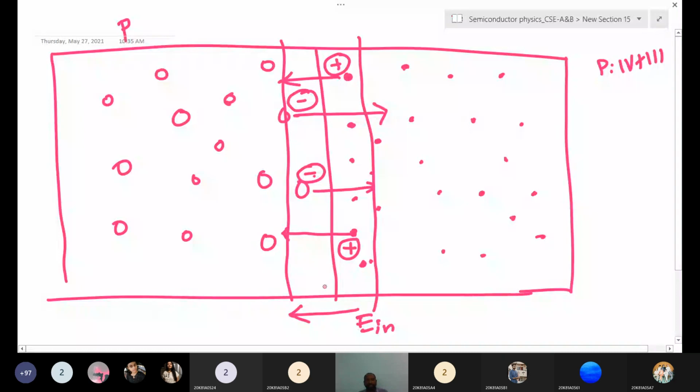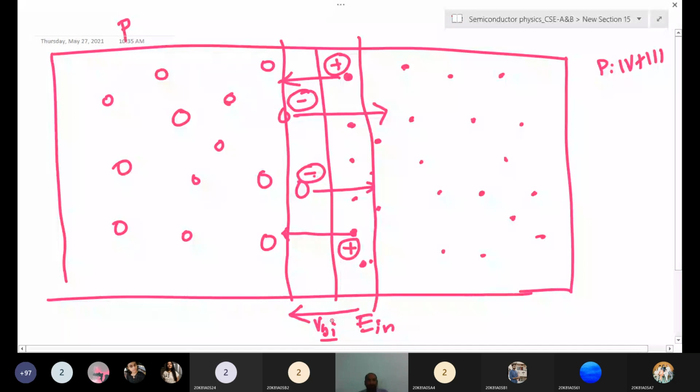There are no free charge carriers. Only the positive and negative charges are there. These are immobile, which means they will not move. They are fixed in the lattice. Because of this electric field, there is also a built-in potential barrier, or built-in potential.